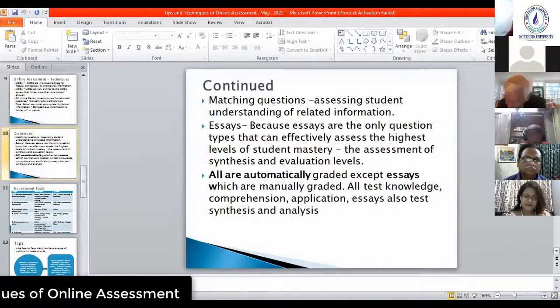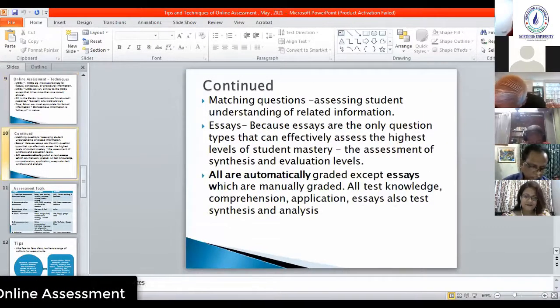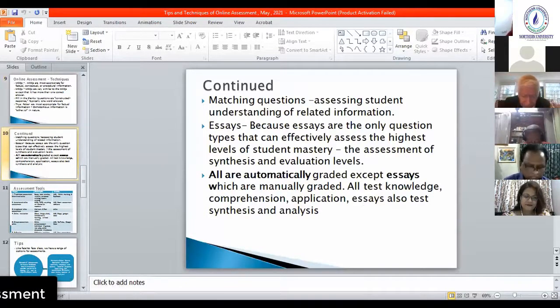Then comes matching. Well, match the following is what we normally use, and it is very appropriate for assessing the student understanding of the information that he is seeking. Something like terms and definitions. You give a term and then you give a definition, and they should be able to match. They would be able to match only when they understand it, or some events, some dates, or some tool and its uses, and so on and so forth could be some of the examples.